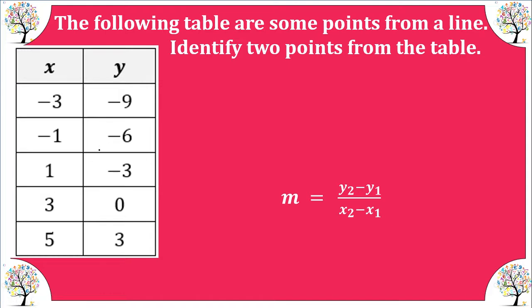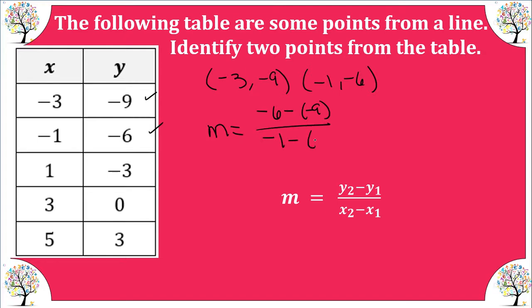Now let's take 2 points from a function table. You can choose any 2 points. I'm just going to take the top two. I like to write them out. (-3, -9) and (-1, -6). So this time we don't have the graph, but we know our formula now. So we have y2 minus y1 over x2 minus x1. This gives us 3 over 2. So it's going to go up 3 and right 2 on our graph. Again, you can choose any 2 points and you will simplify to get 3 over 2 every time.